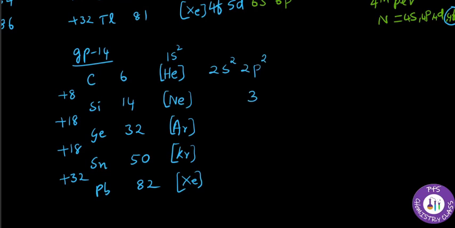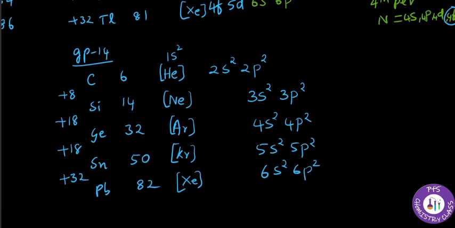Simple. Now what you have to do is write 3s2, 3p2, and then 4s2, 4p2, then 5s2, 5p2, and 6s2, 6p2.